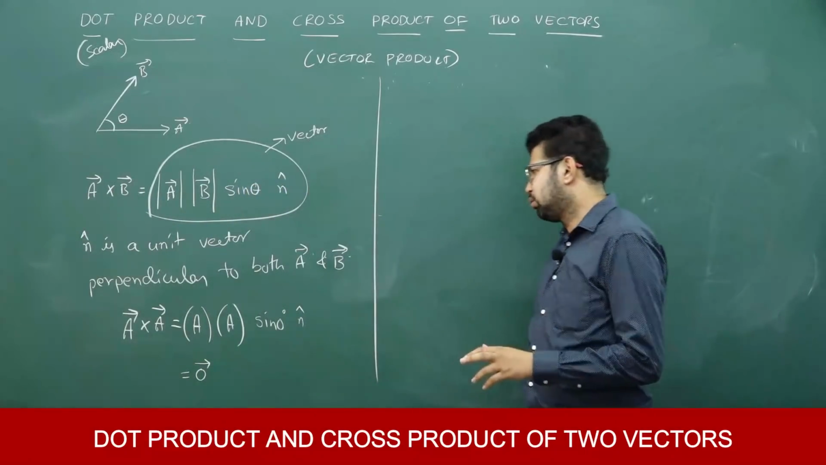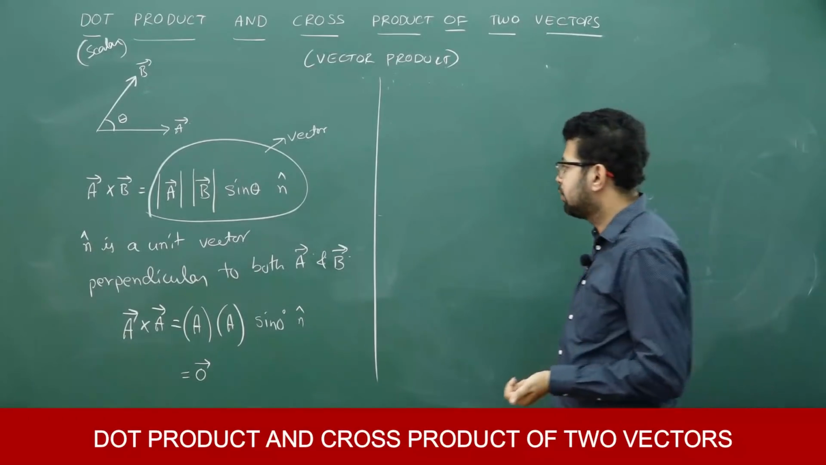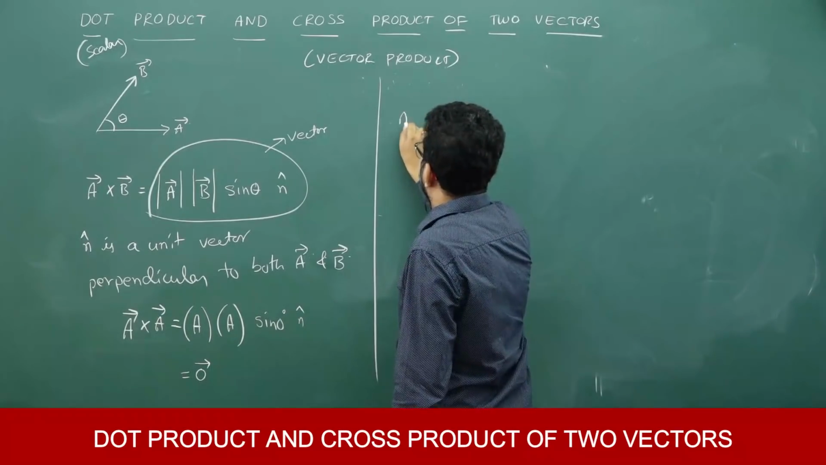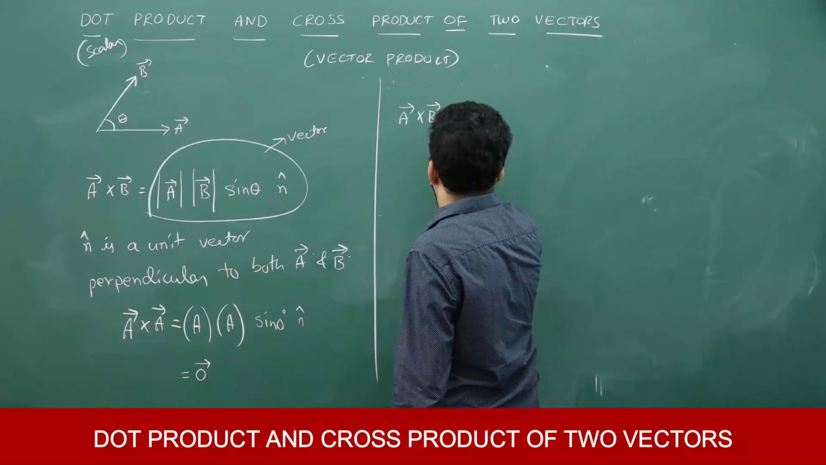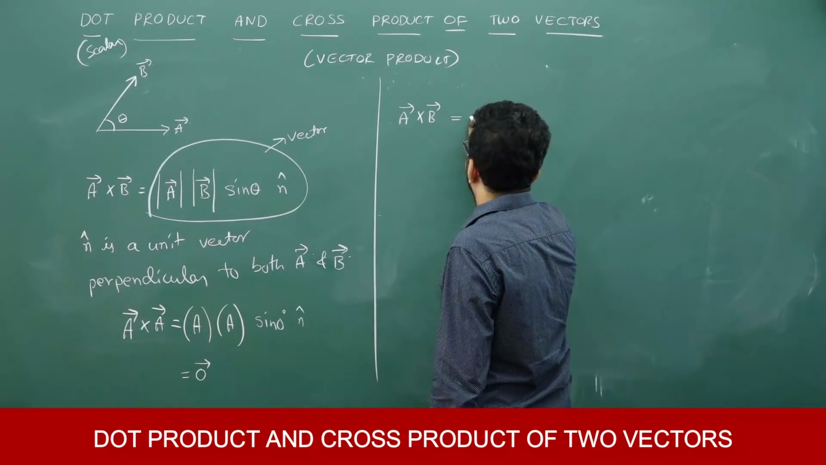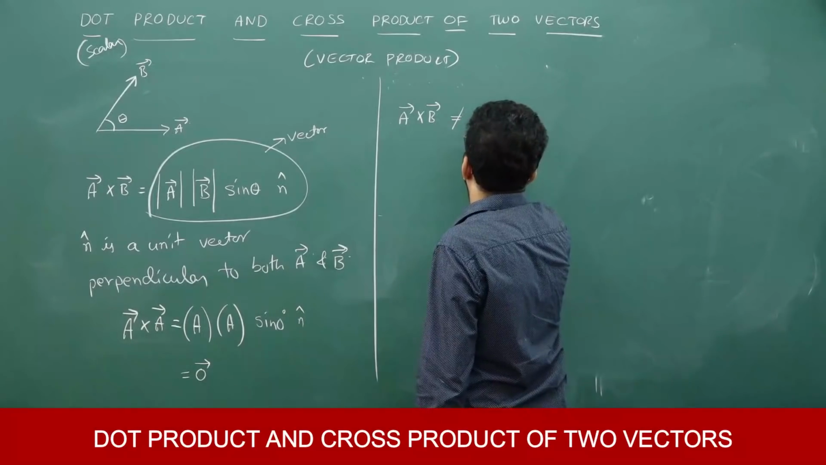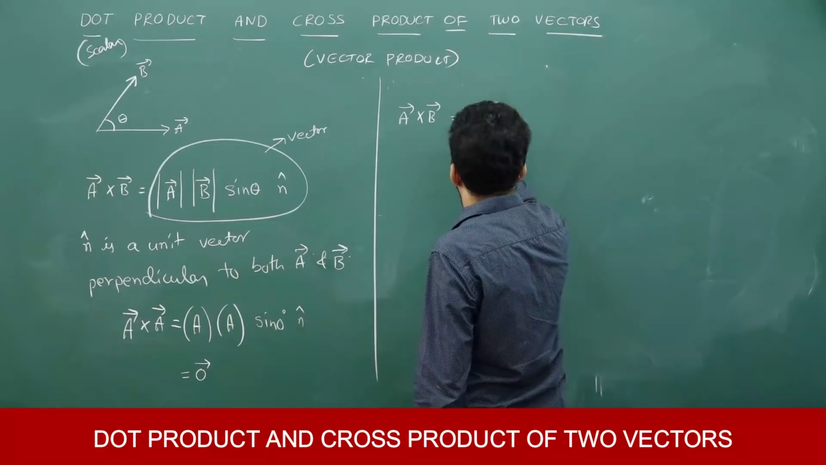Now, I will write one or two properties. In the next session we will list out the properties of scalar and vector product. Whether it is commutative, we will see. A cross B, what is A cross B? A cross B is not equal to B cross A.